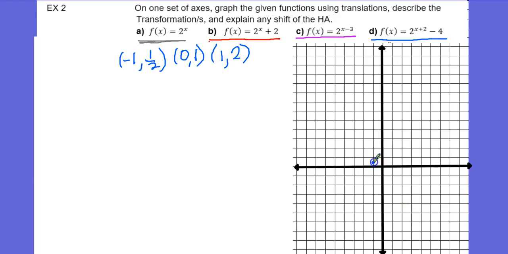So -1, up 1/2; 0, up 1; and 1, up 2. Let's also do 2, up 4, just so that we can get some good points, right? 2 squared is 4. Let's also graph 2 cubed, which would be 8. So we'll go 3, up 8, just so that we can get a nice dramatic curve there. Get your asymptote in there. You're approaching 0 to negative infinity.